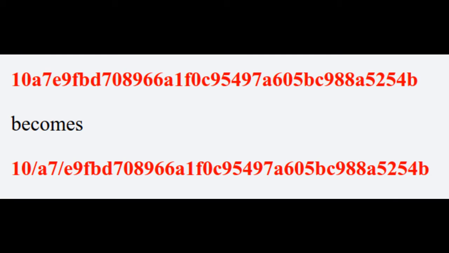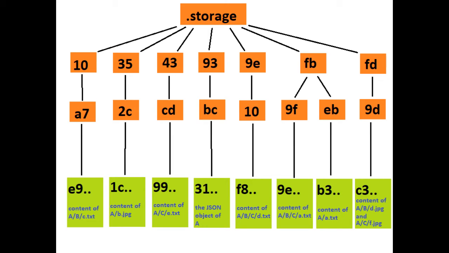So, for example, the item addressed 10A7E9, etc. would first be put into the folder named 10, then into the subfolder named A7, and there it would be stored under the address E9, etc., a name that now has only 36 characters instead of the original 40. That way, the amount of items in the .storage folder is limited to maximally 256 folders, and everything is a bit more compact. But all that doesn't change the basic concept of the SHA-1 storage.